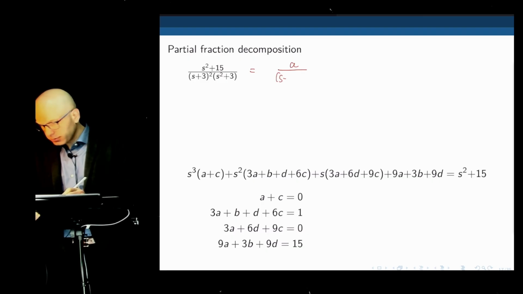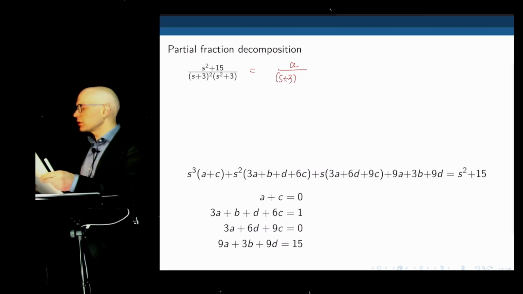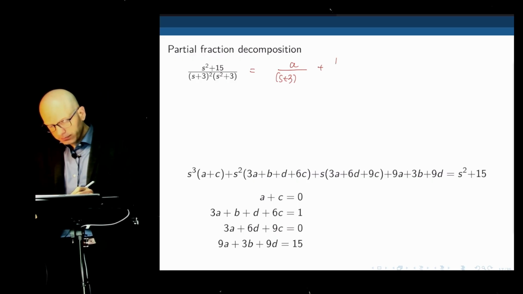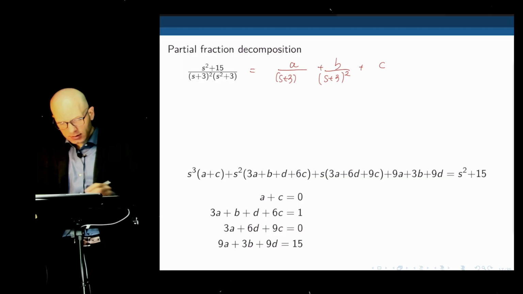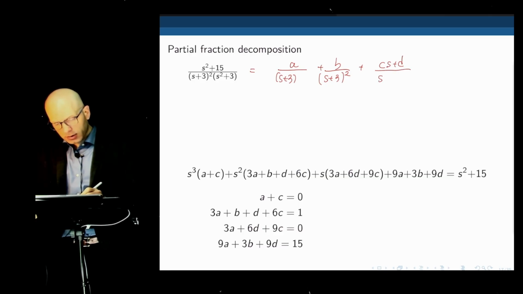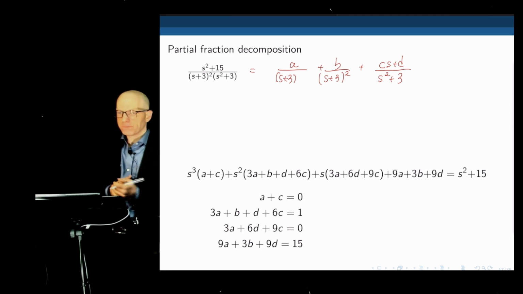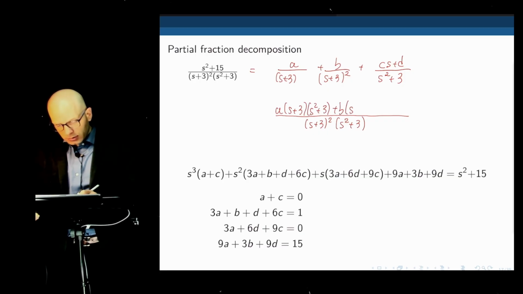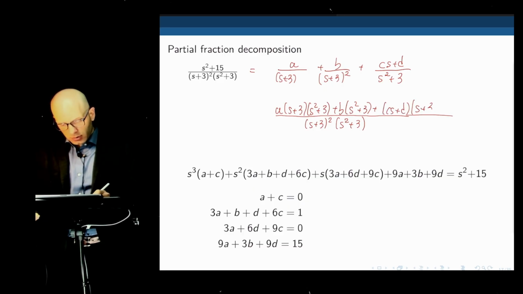So the partial fraction for this will look like a over s plus 3. Let me just take my notes so I'm consistent with what I noted here. Yes, a over s plus 3, plus b over (s plus 3) squared, plus (cs plus d) divided by s squared plus 3. Now you can find a common denominator for this, that is (s plus 3) squared times (s squared plus 3), when we have a(s plus 3)(s squared plus 3) plus b(s squared plus 3) plus (cs plus d)(s plus 3) squared.